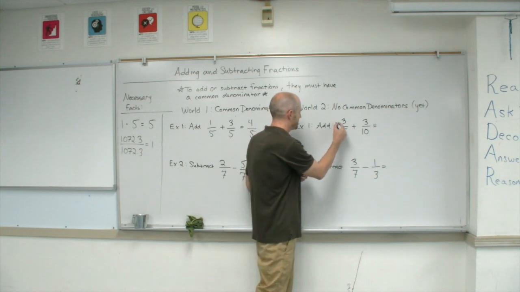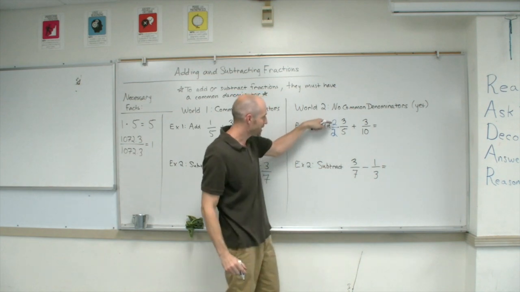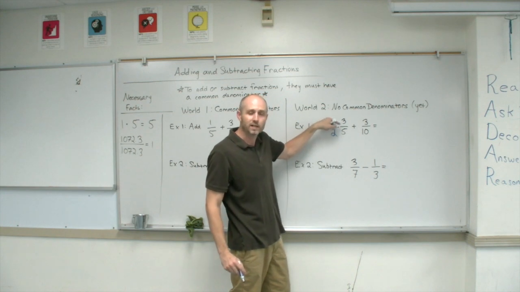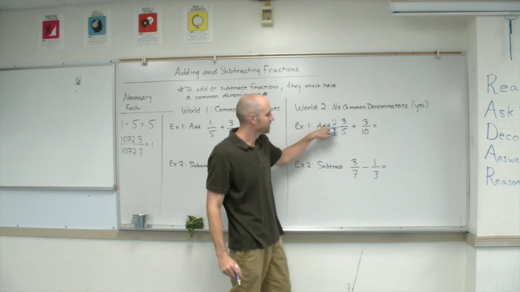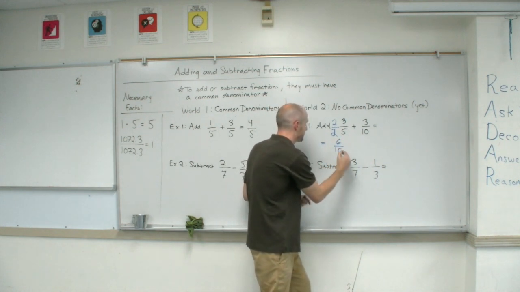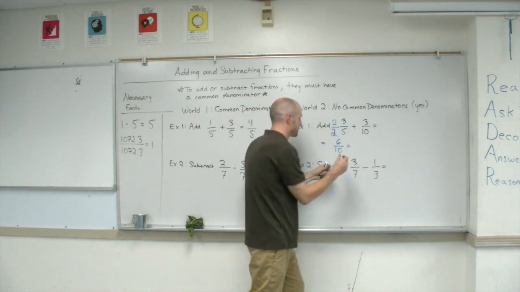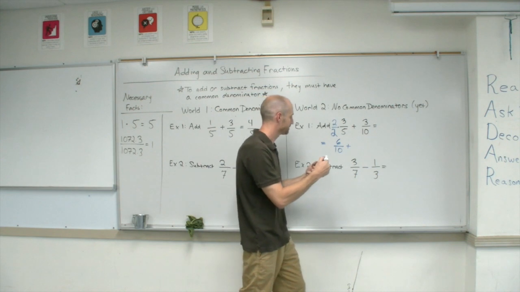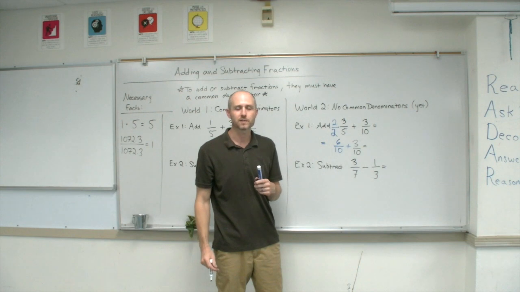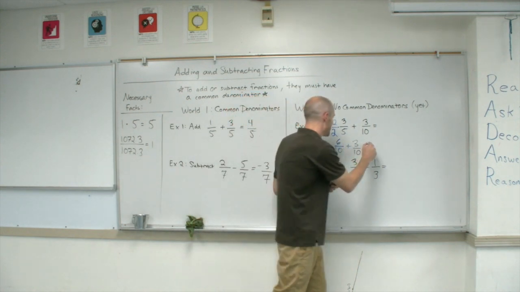So if we multiply 3/5 by a form of 1, there we go, a form of 1, 2/2, now this fraction, we're changing its form. We're not changing its value because we're multiplying by 1, but we're just changing its form. So now we have 6/10. Okay, 3/5 is equivalent to 6/10 plus 3/10. And now we're ready to add these two fractions because they have common denominators. So 6/10 plus 3/10 makes 9/10.